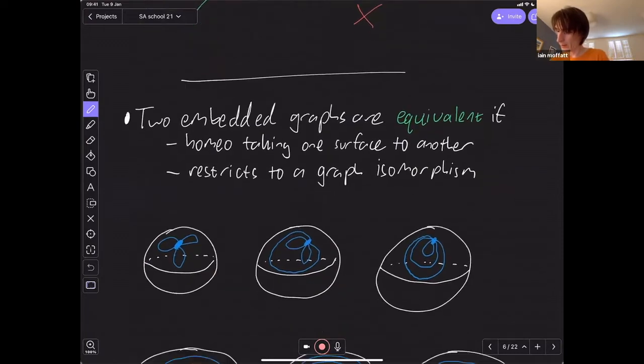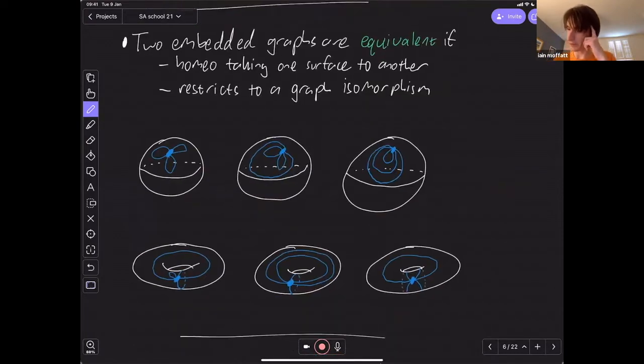And again, my two embedded graphs are going to be equivalent if there's some homeomorphism of the surface, so if you like a deformation, that takes one graph to the other. So for example, these two embedded graphs are equivalent. Why is this? It's because I could take this loop here and just slide it all the way around the surface until it's drawn like this. But that would be distinct from that.